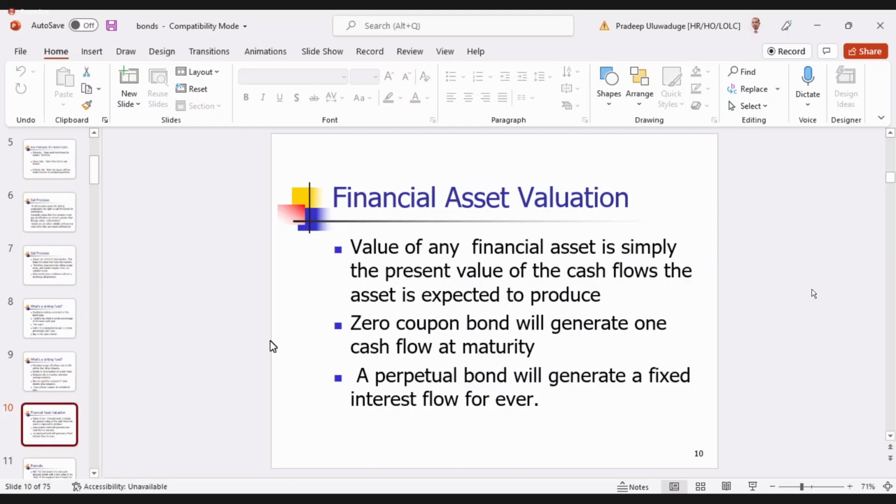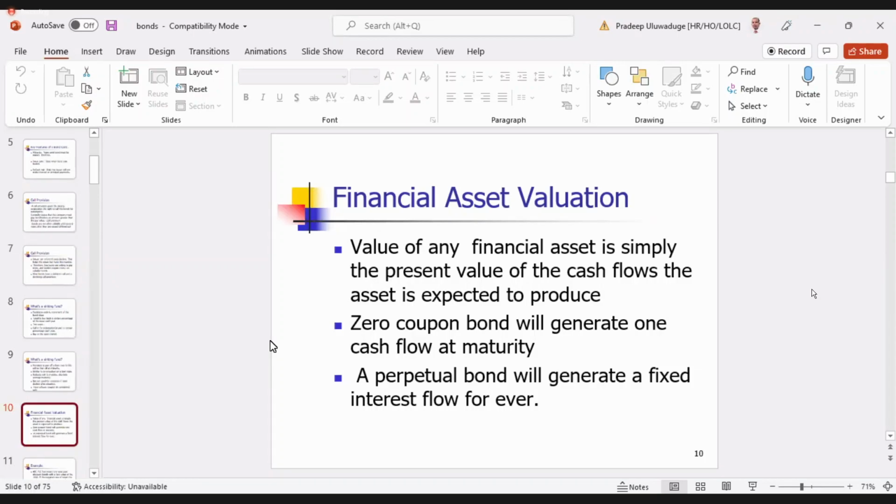It is called a sinking fund. So these are the characteristics. You can have a sinking fund for that. It has a maturity, it has a default risk, it has a face value, it will give you a coupon payment, right? These are the characteristics of a bond.